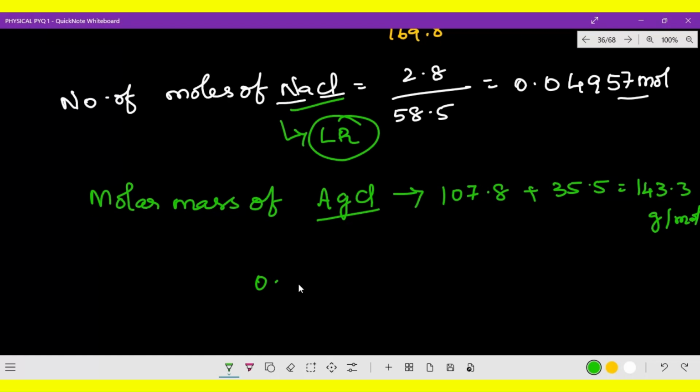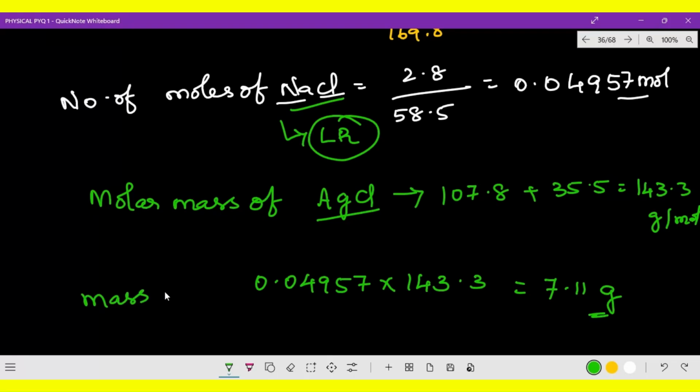0.04957 into 143. For AgCl, we are getting Cl from NaCl only, no? So 143.3. You get the answer when you calculate this. So you are getting 7.11 gram. Okay, so the mass of the product, how much is it? 7.11 gram.